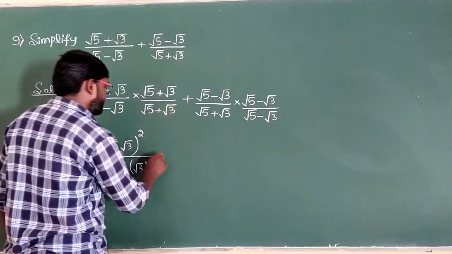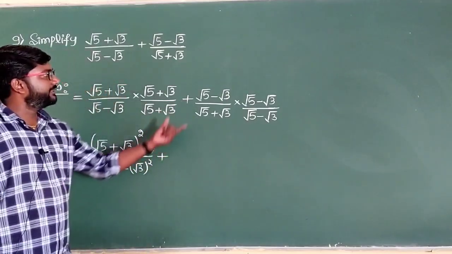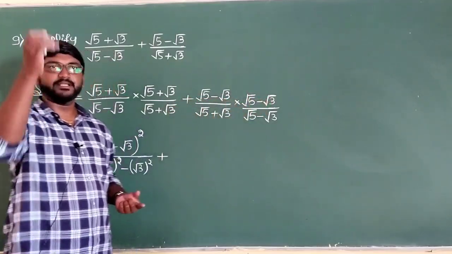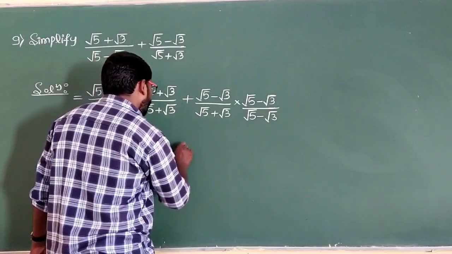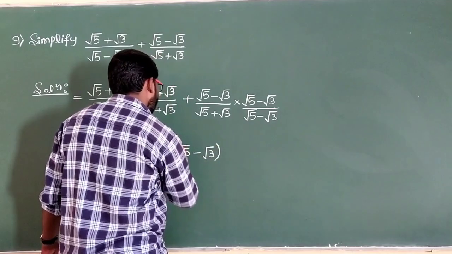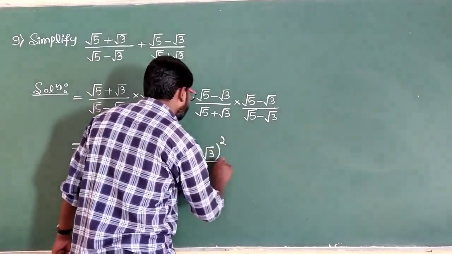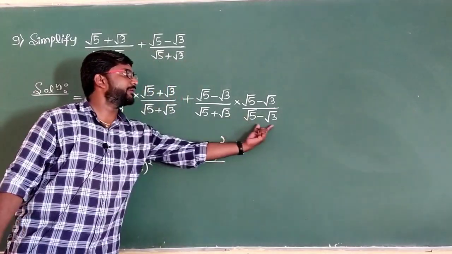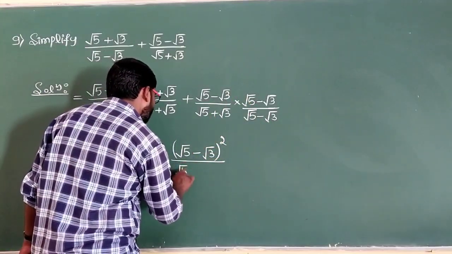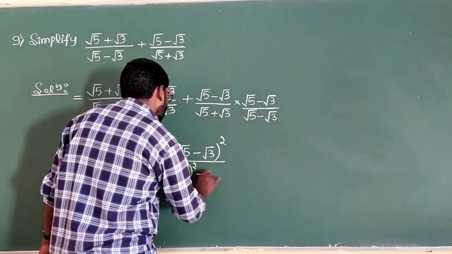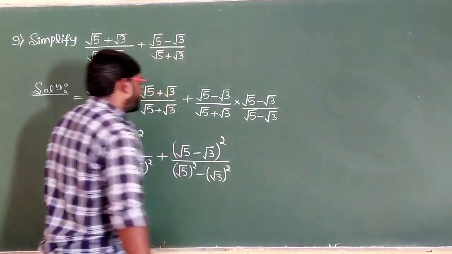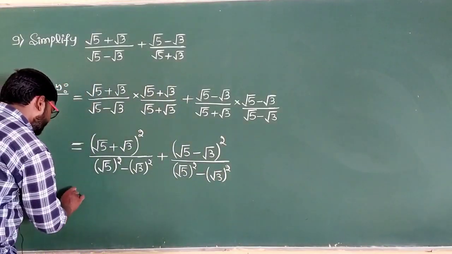Now write this plus sign as it is. Then again here the numerator is in the form of a minus b into a minus b. It is a minus b the whole square. Root 5 minus root 3 the whole square divided by a plus b into a minus b. It is a square minus b square, that is root 5 the whole square minus root 3 the whole square. So now simplify this further.